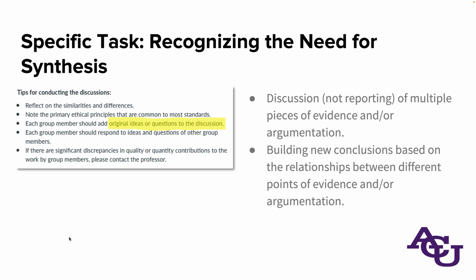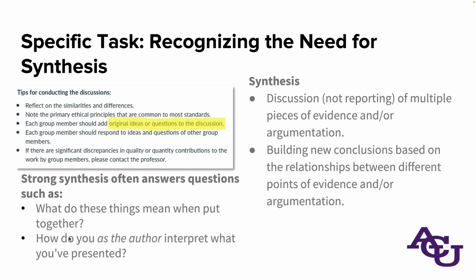So, because this is creating new information, that's a request for synthesis. So that synthesis is your discussion of the multiple pieces of evidence. Not just reporting, oh, this is the same, this is different, but okay, what does that mean? And so you're building new conclusions based on whatever relationships you point out between the different points of evidence.